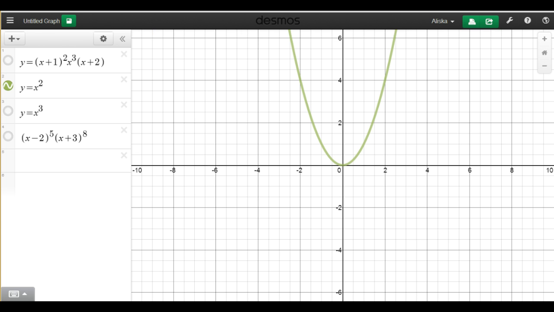So here's the graph of y = x^2. This has a root at 0, and that root has multiplicity 2. And at 0, we just touch the axis. We don't go through it.